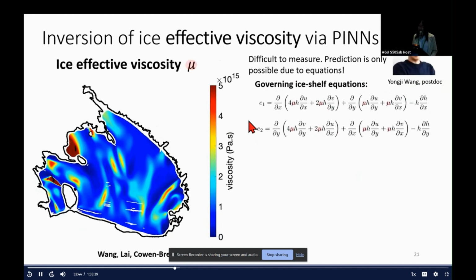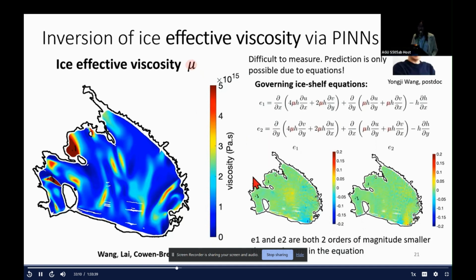So in addition to fitting the velocity and thickness data, the neural network can predict an ice effective viscosity field. So this cannot be directly measured in the field. Because we don't have any training data for ice effective viscosity, the prediction of this effective viscosity is only possible because we involve physics during the training. So the outcome of this approach is a two-dimensional ice effective viscosity field. And if we substitute this back into the equations, we find that the equation residuals are two orders of magnitude smaller than the individual terms in the equations. So the errors of this inversion are small and quantifiable.